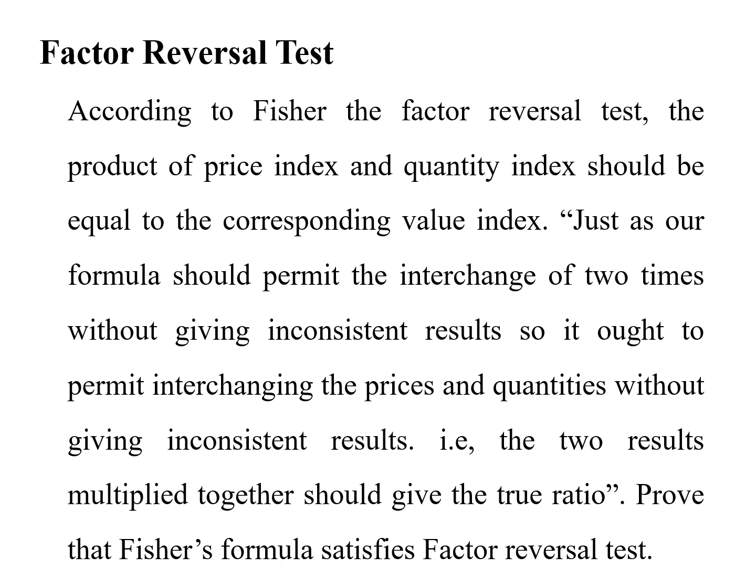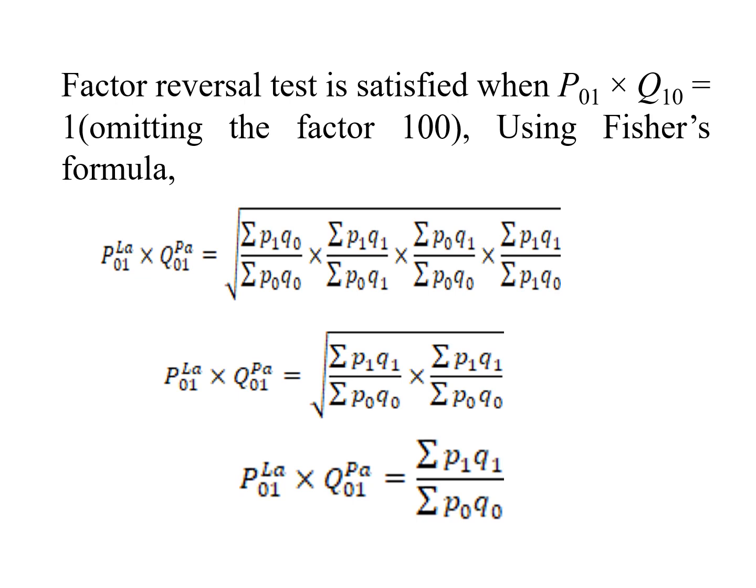Just as our formula should permit the interchange of two items without giving inconsistent results, so it ought to permit interchanging the prices and quantities without giving inconsistent results. That is, the two results multiplied together should give the true ratio, which proves that Fisher's formula satisfies the factor reversal test also. Let's see that proof. The factor reversal test is satisfied when P01 into Q10, where P is the price and Q is the quantity. Here we are interchanging the price and quantity.